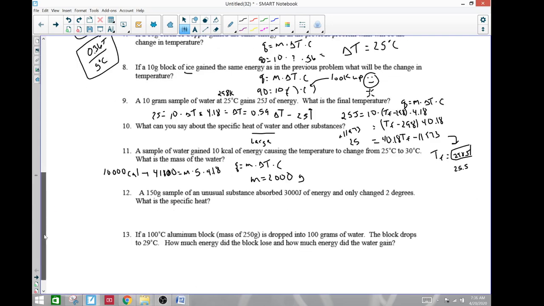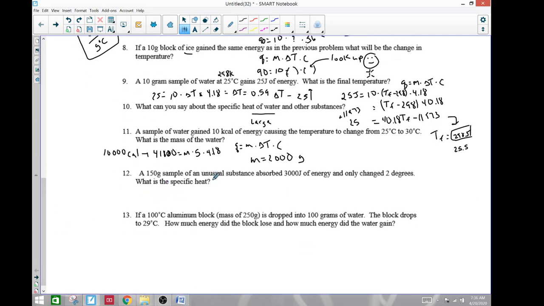All right. A 150 gram sample of an unusual substance absorbs 3,000 joules of energy and only changes 4 degrees. What's the specific heat? That's a lot of energy for such a small degree change. So we have a very large specific heat. So 3,000 joules equals 150 times specific heat times 2.